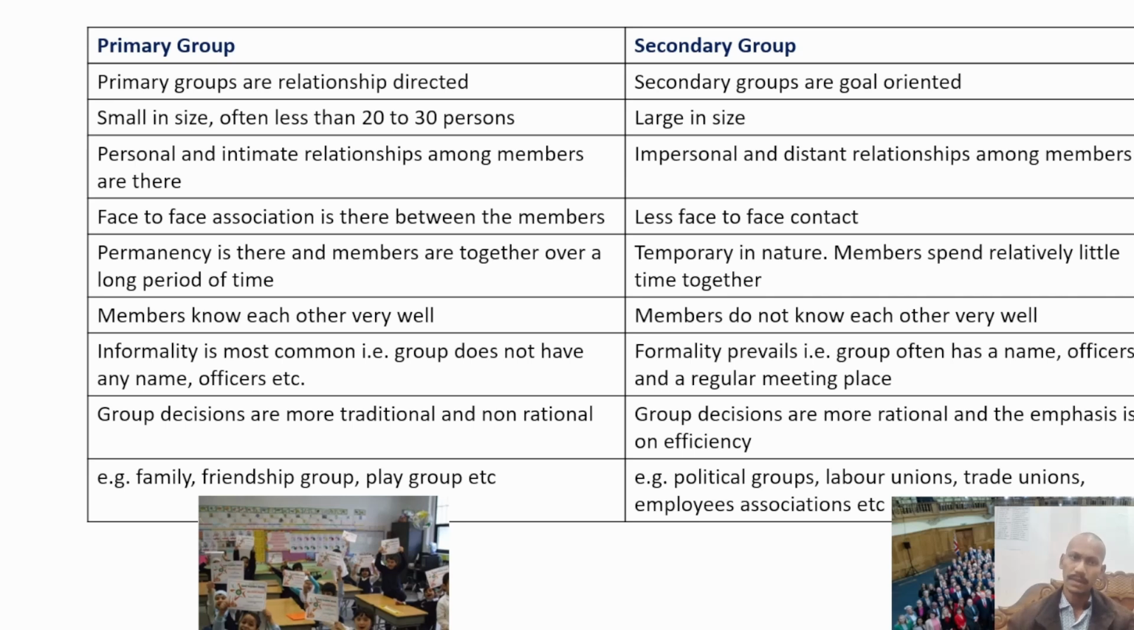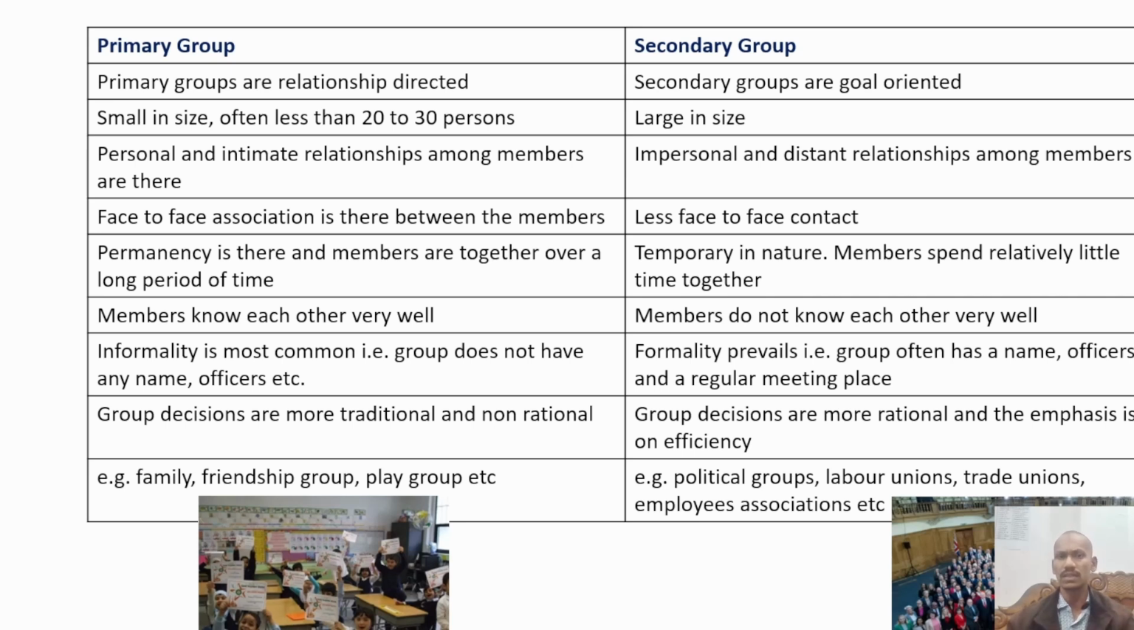Then in primary group, informality is most common. The group does not have any name or officers. So in informal groups, primary groups, there is informality. Nobody has any name or any office or anything like that, because that is personal. Consider family as a group, friendship group or play group.